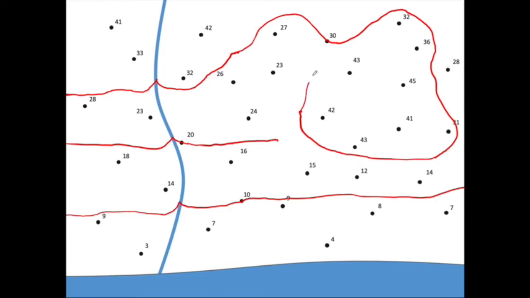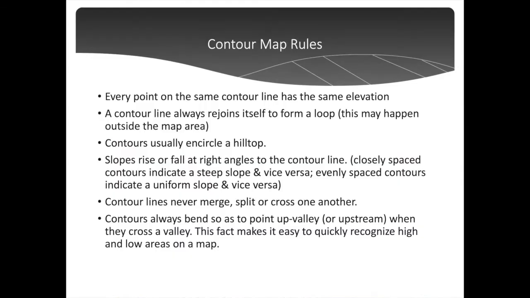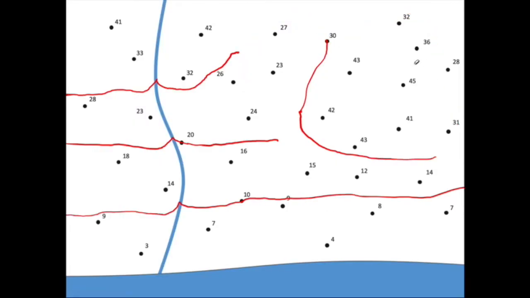Now you might think we can just go up here and there we've got a circle and they connect. But if you remember, one of the rules stated that contour lines never merge, split, or cross one another. So that doesn't work. We can't do that. So what I'll do is I'll just erase that line. We'll go back a little bit, and let's reassess.